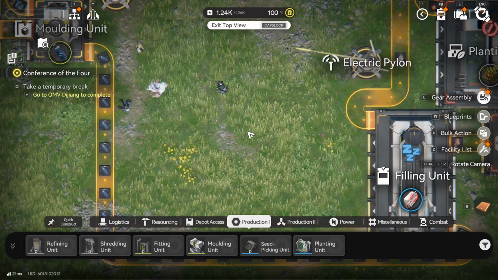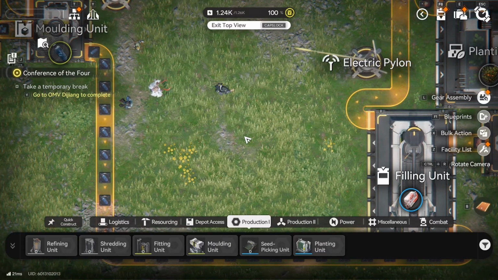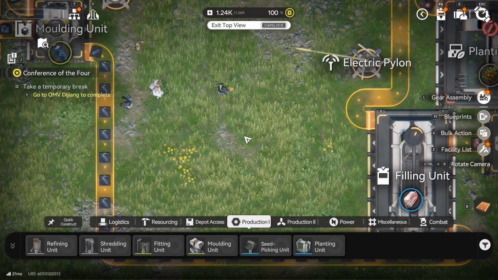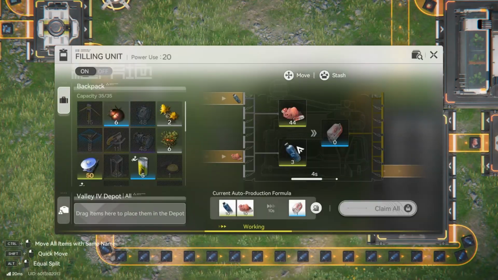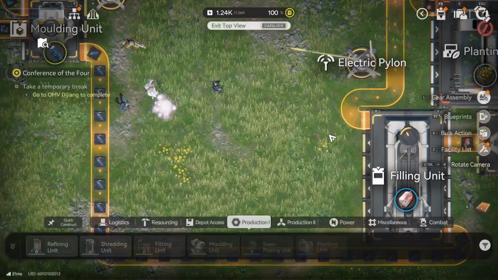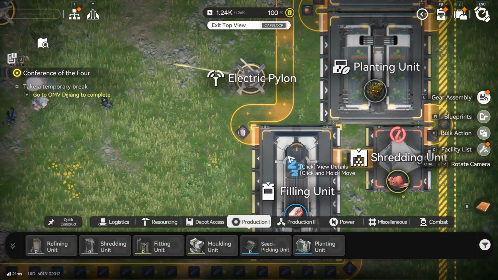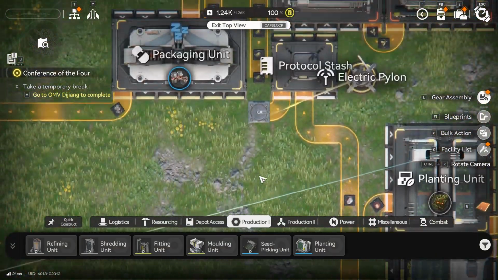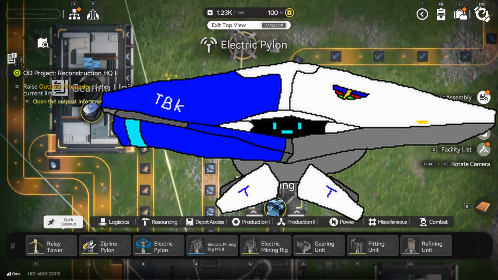That also means that our filling unit, instead of a 0.025 rate, is now outputting the bug flower capsule at a rate of 0.05 units per second. So I think that's it for factory efficiency.